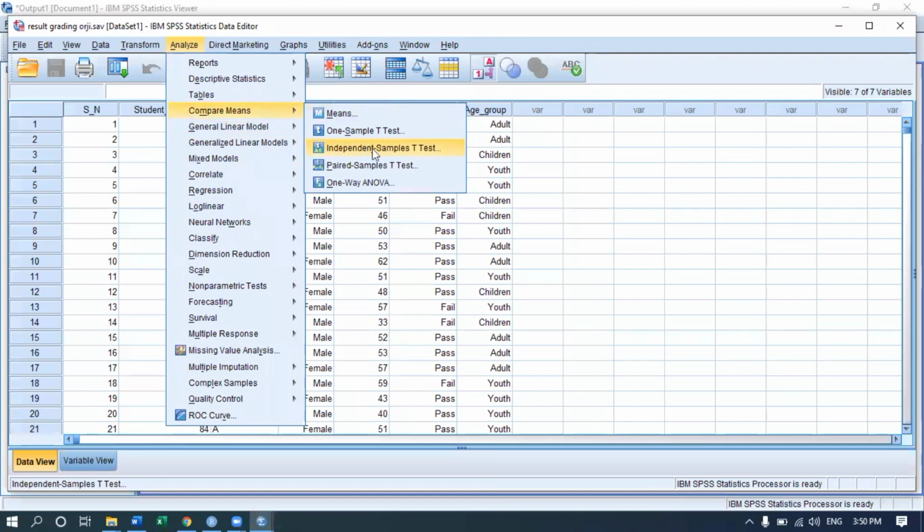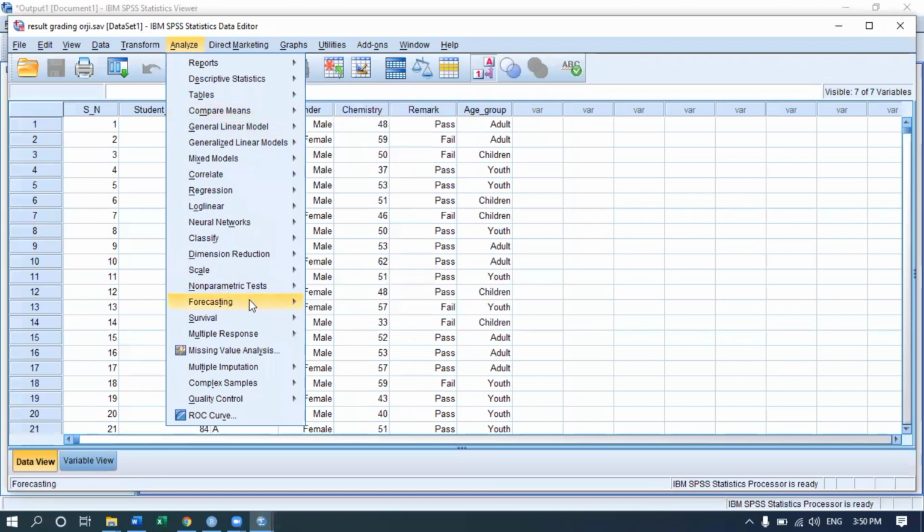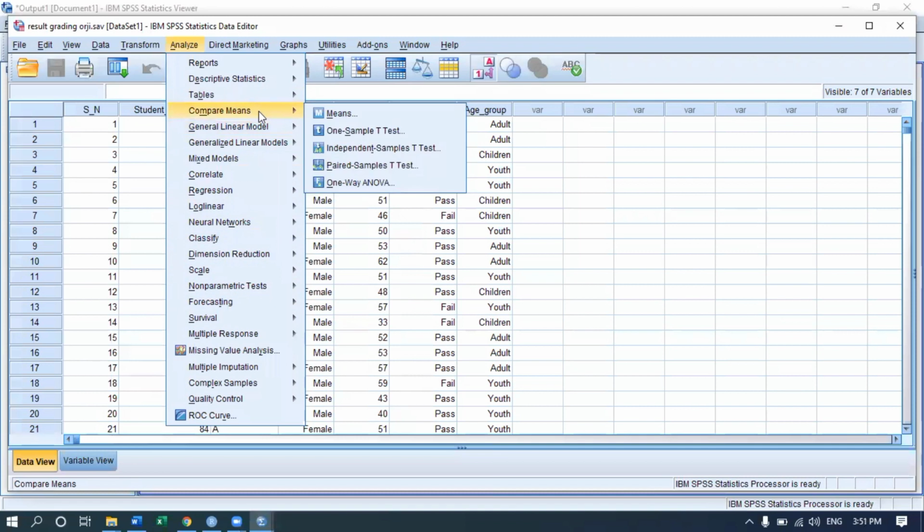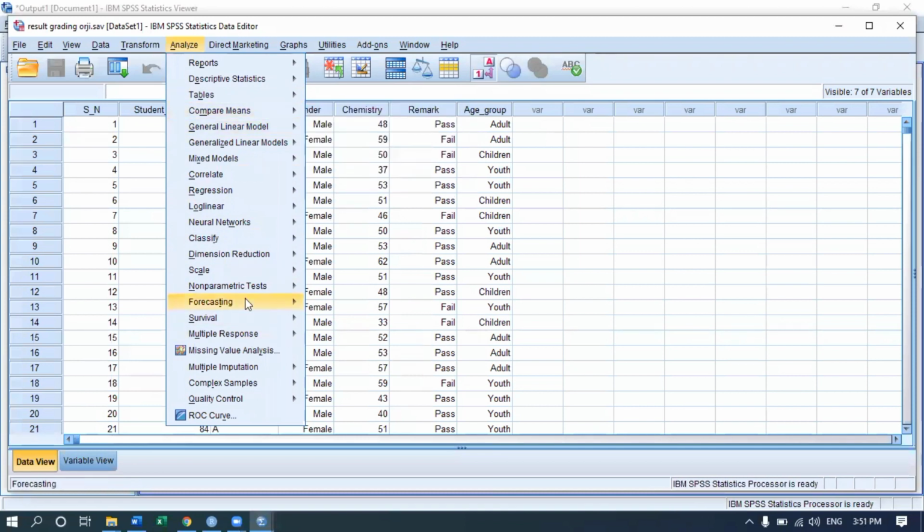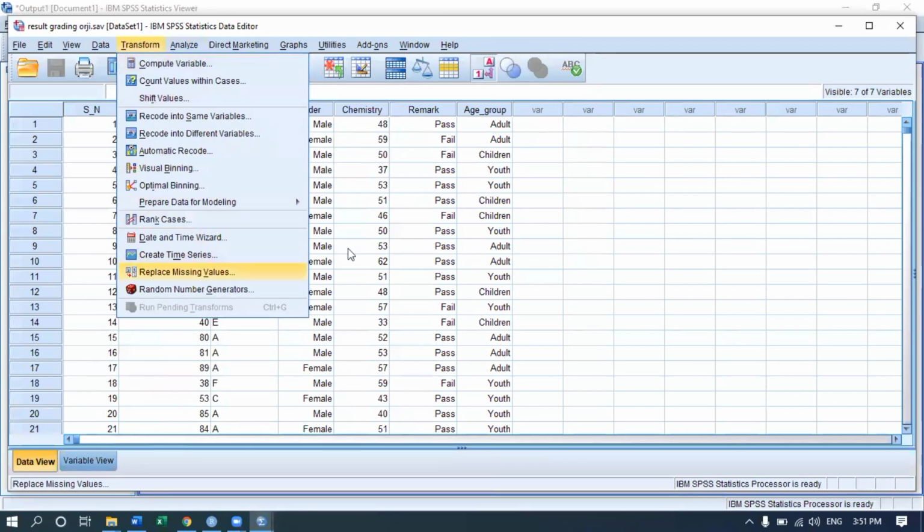We know that this is more powerful. The power of this is greater than the power of this. That means in a situation when the assumptions are satisfied, if you use this, it will give you more accurate results than when you use this. But when one of the assumptions is not satisfied, you can no longer use the parametric. Take note of that. It's very important.